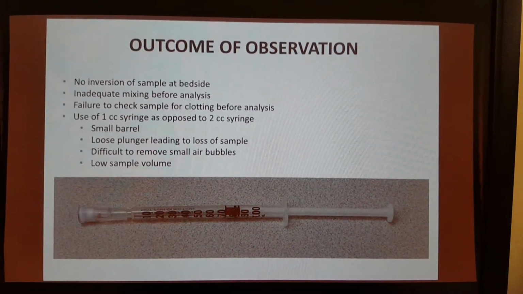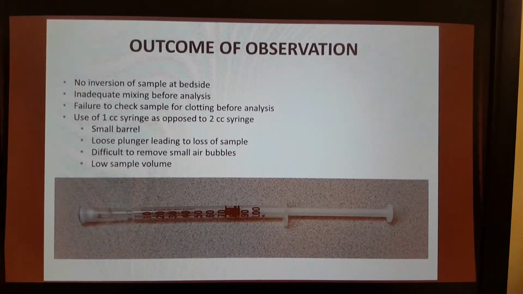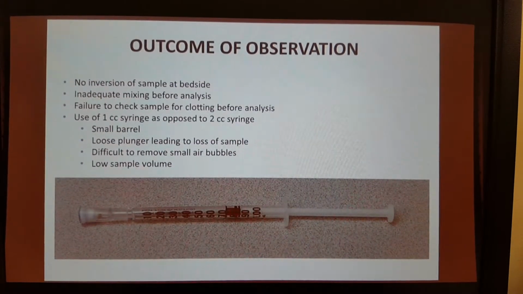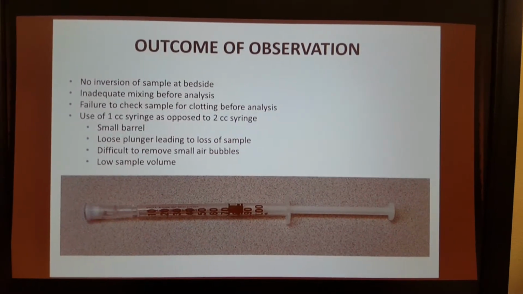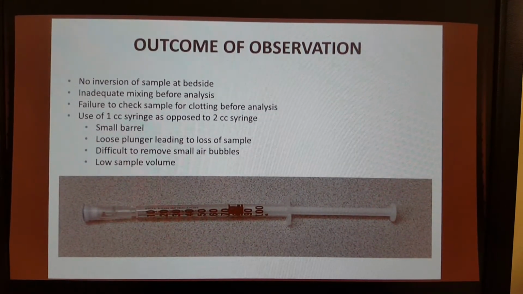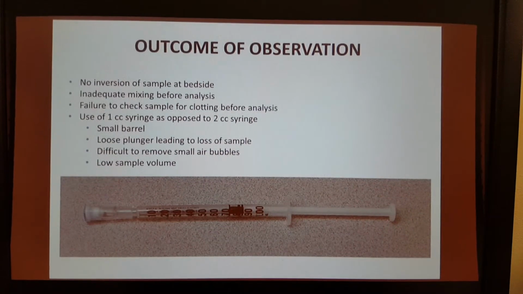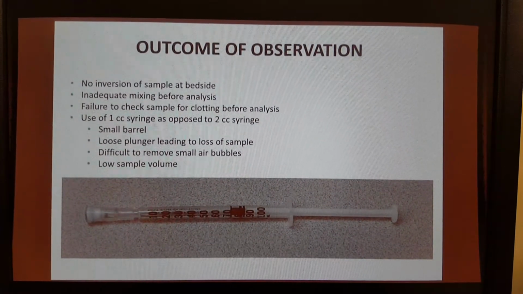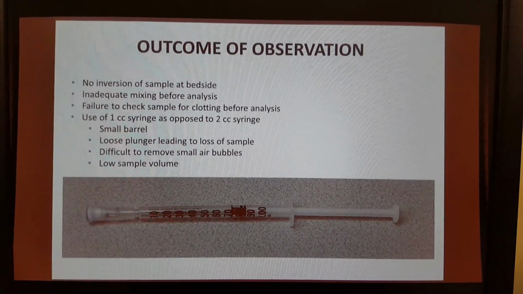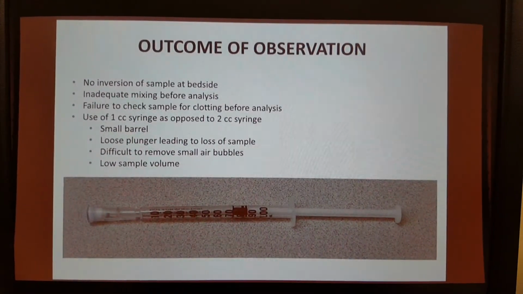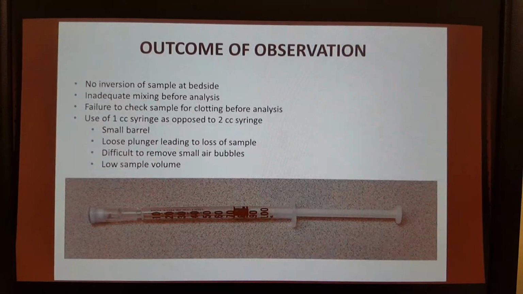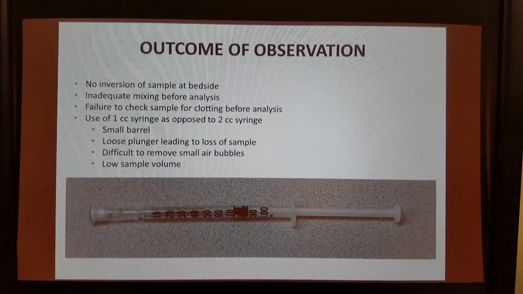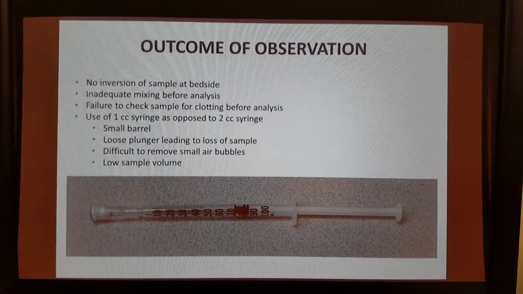The 1 cc syringe is pictured here. It has a small barrel, which makes it difficult to mix the blood through the heparin properly. It also has a loose plunger, which can lead to the loss of sample during the mixing process. It's difficult to remove small air bubbles from it, and it also has a low sample volume. The minimum required for a blood gas is 0.5 cc's, and if it's a critical result, which it often is, it needs to be rerun for confirmation. So if you only have 1 cc altogether, it's a little tough to do that.